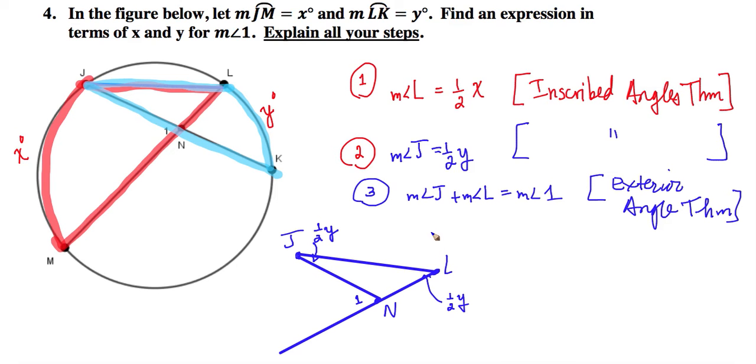And then finally, we can just make substitutions. So the measure of angle J is 1/2 y plus the measure of angle L, I keep getting this mixed up, L here is 1/2 x, not 1/2 y. So L here is 1/2 x. Okay, so back to this. The measure of angle J plus the measure of angle L, which is 1/2 x, must be equal to the measure of angle 1.